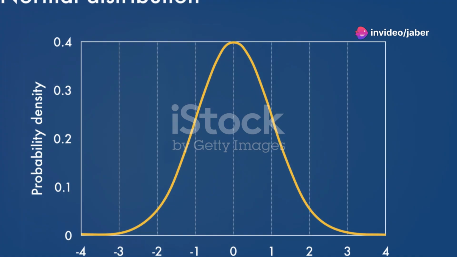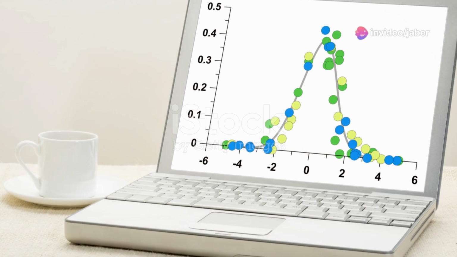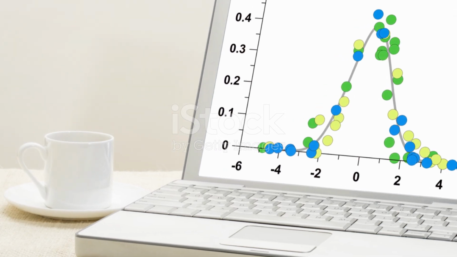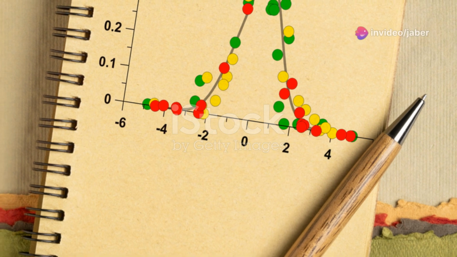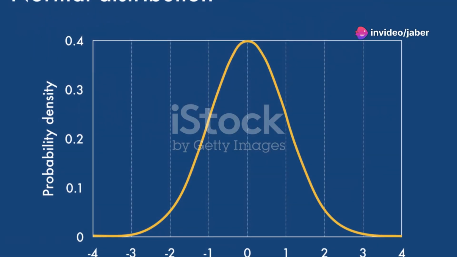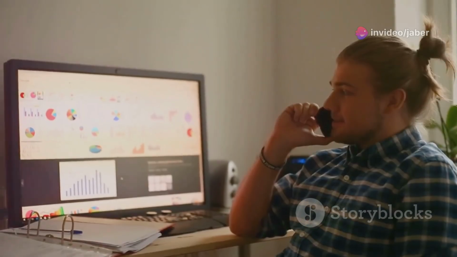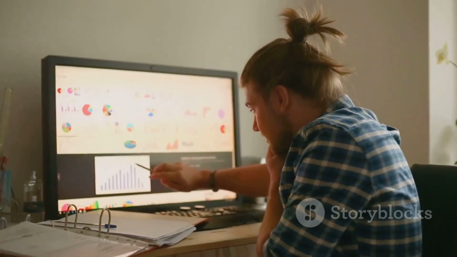Despite these variations, all members of the normal distribution family share certain fundamental properties. These properties make them a powerful tool in statistical analysis. They are symmetrical, bell-shaped curves with a single peak at the mean. This symmetry is a key feature that helps in identifying and interpreting normal distributions. Understanding these properties is essential for interpreting data and making informed decisions.